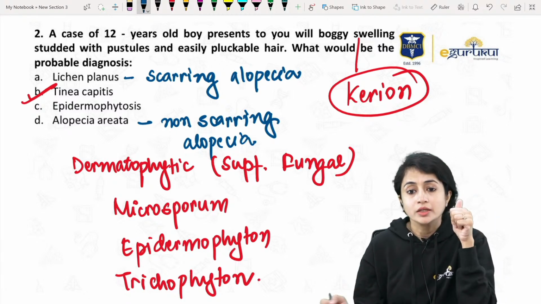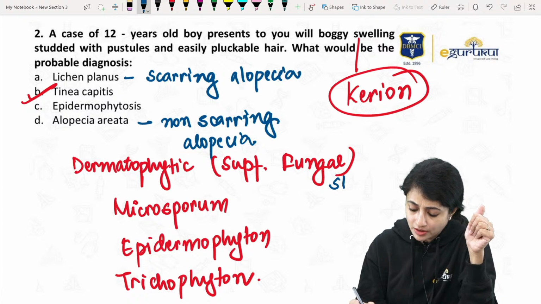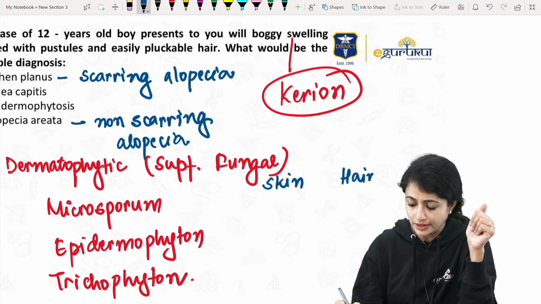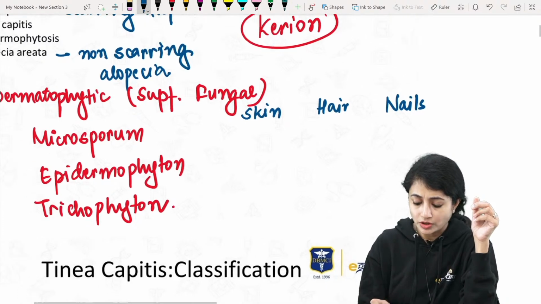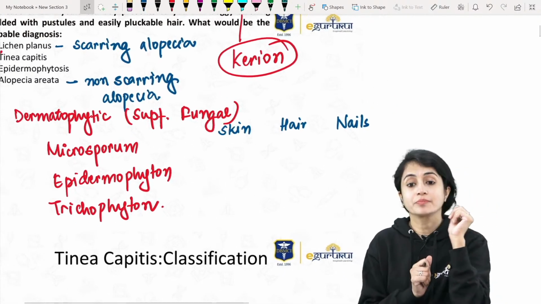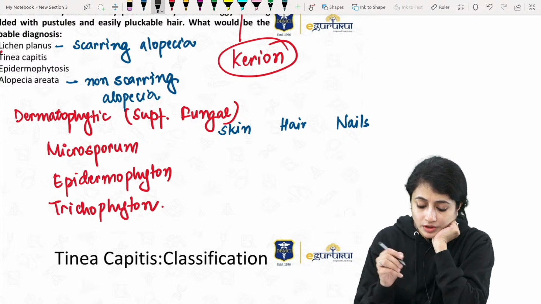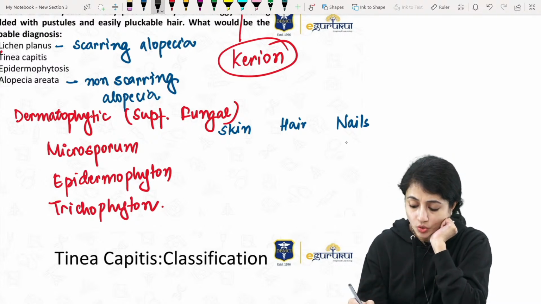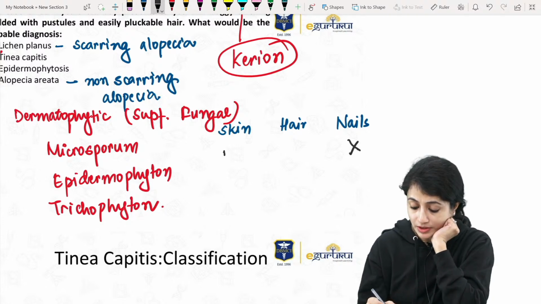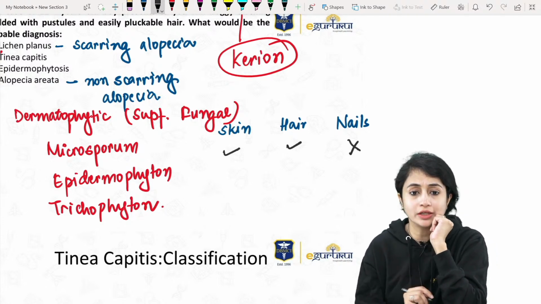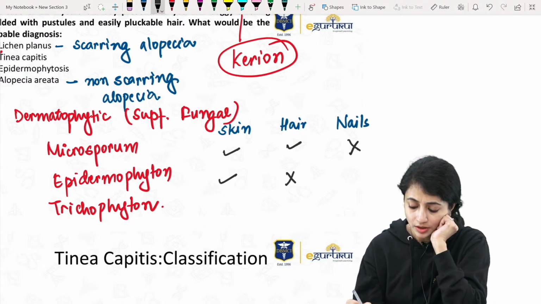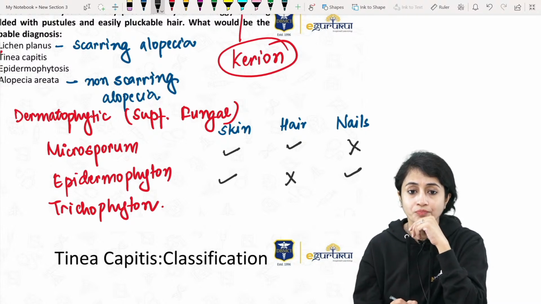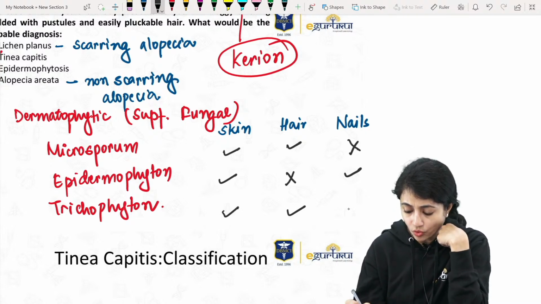Now, dermatophytes can affect skin, hair or nails. These are the three parts of my skin structure which dermatophytes can affect. Microsporum does not affect nails. It can affect skin, it can affect hair, but not nails. Epidermophyton does not affect hair, can affect skin, can affect nails. Trichophyton can affect all three.